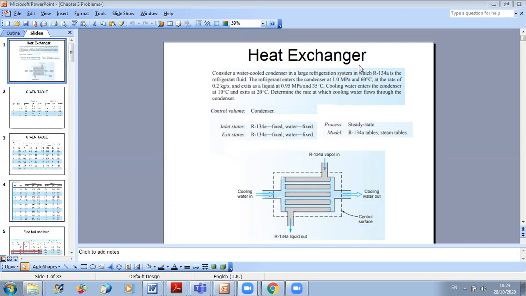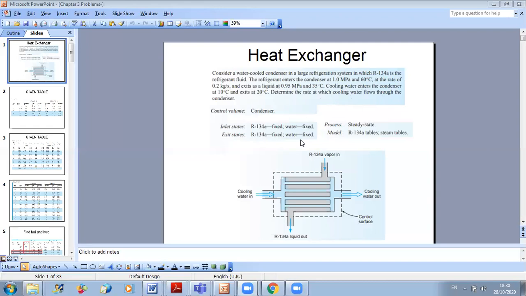Consider a water-cooled condenser in a large refrigeration system in which R134A, the name of a refrigerant, is the refrigerant fluid. The refrigerant enters the condenser at 1 megapascal and 60 degrees at the rate of 0.2 kilogram per second and exits as a liquid at 0.95 megapascal and 35 degrees. Cooling water enters the condenser at 10 degrees and exits at 20 degrees. Determine the rate at which cooling water flows through the condenser.